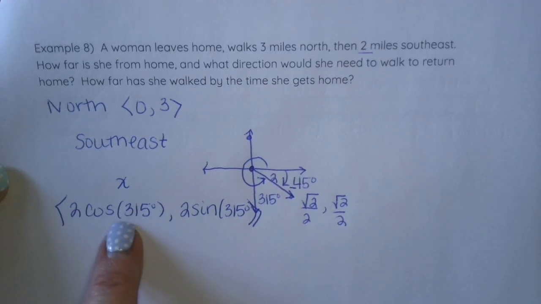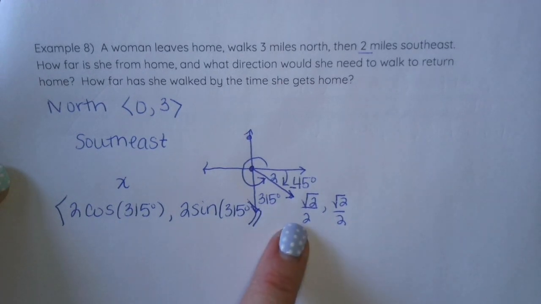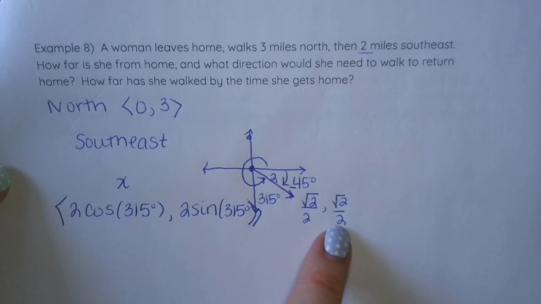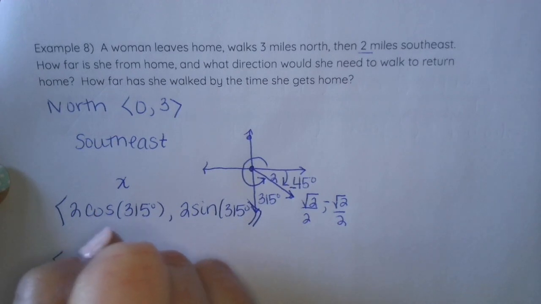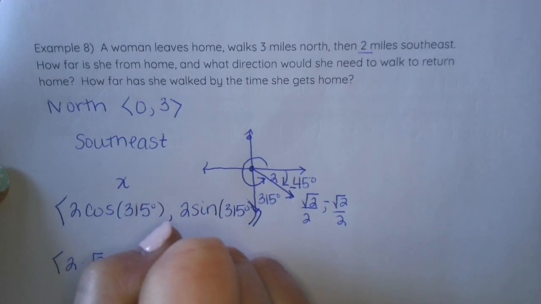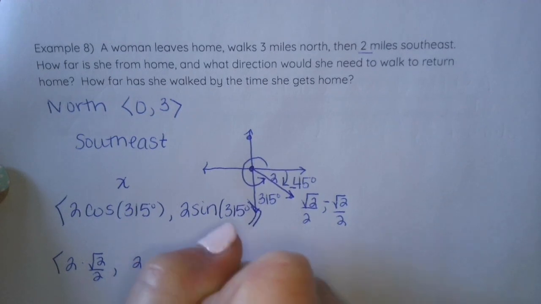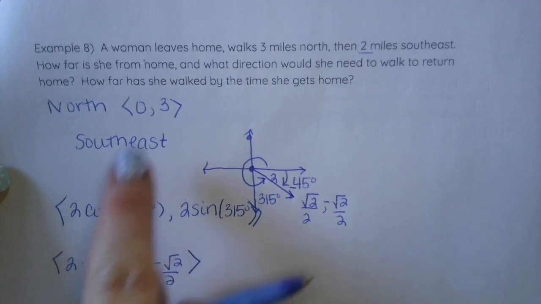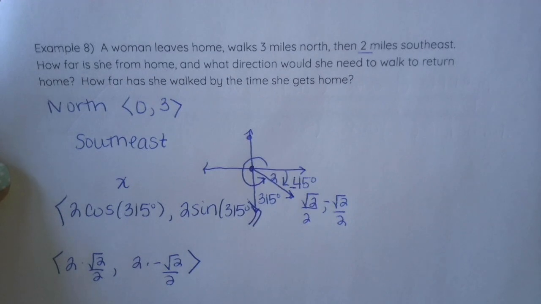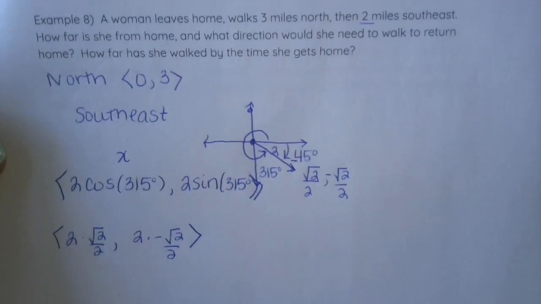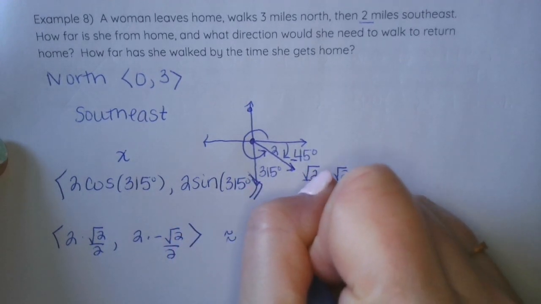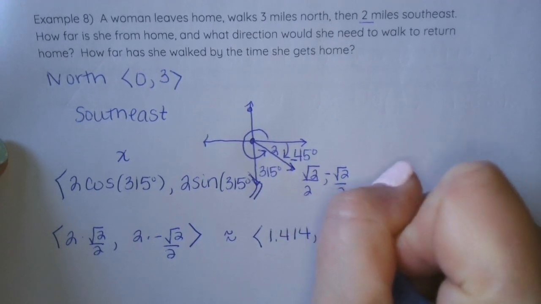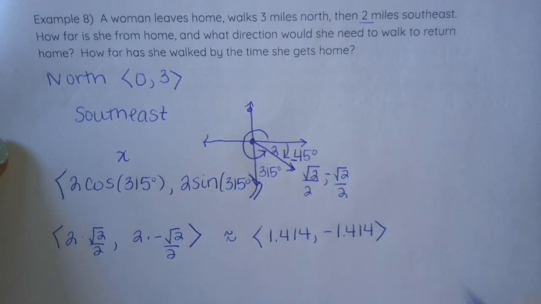From here, again, I know that cosine of 315 degrees is square root 2 over 2, and I know that sine is negative square root 2 over 2. So I will replace these as best I can here. So 2 times square root 2 over 2, 2 times negative square root 2 over 2. Well, if I'm going to end up combining it with my north, I will need to put these in component form. Let's put them into decimals. When I multiply, I'll get 1.414 and negative 1.414.